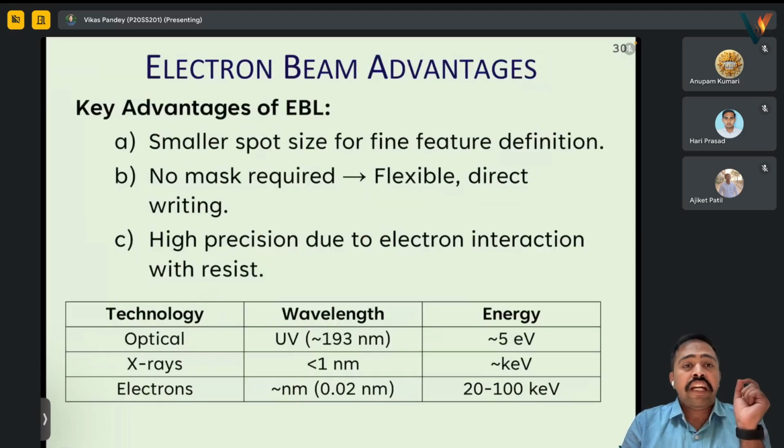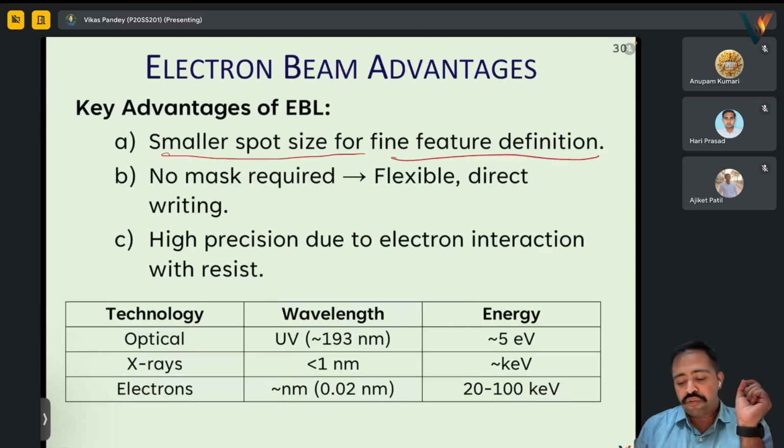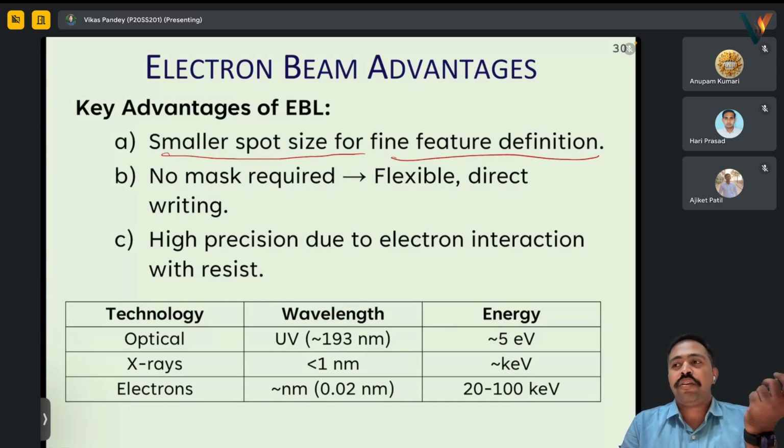The key advantage of this system is that it has a smaller spot size for fine feature definition. What is the wavelength range? Like, what is the size of the electron? Anyone? In what range?